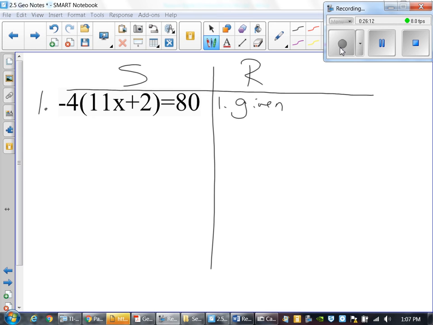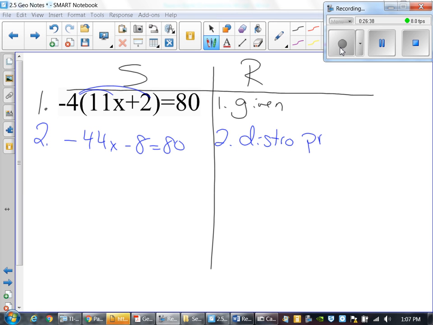So, obviously, your first step is good because you were given a problem to do. Did any of you guys divide by -4 first? No. Okay, you could, because that's just multiplying. It's okay to do that. Most of you guys probably distributed it in, and you rewrote it as -44x minus 8 is 80. That is your distributive property.